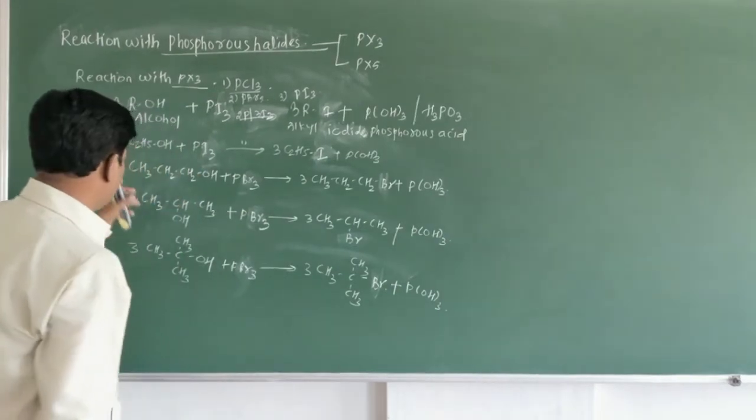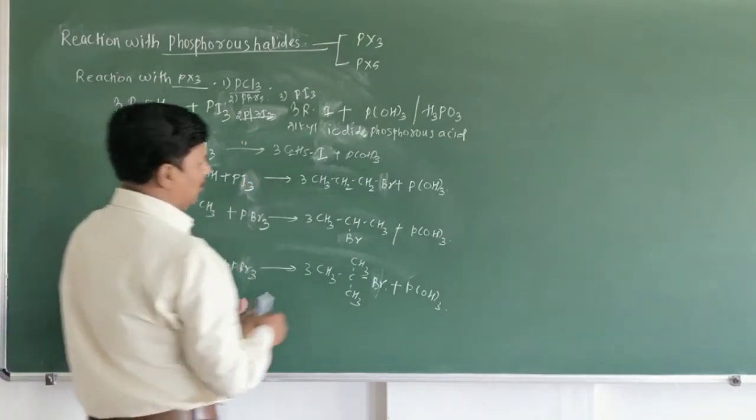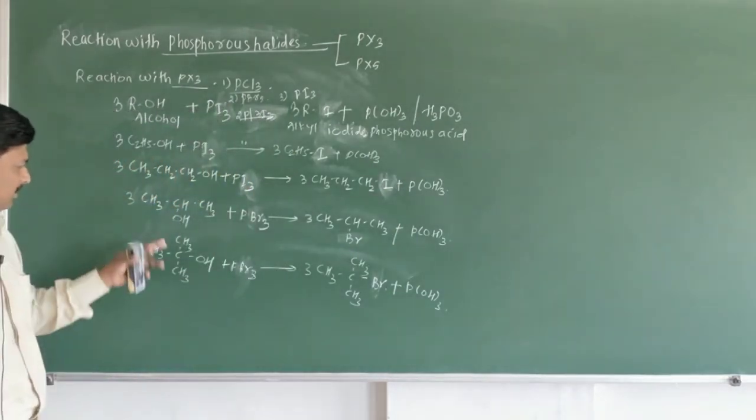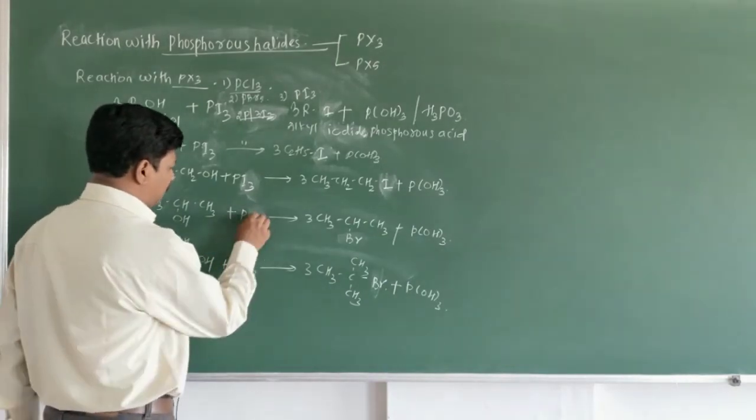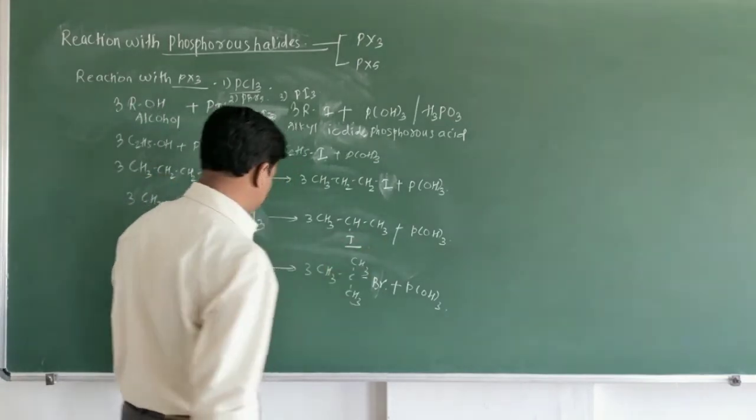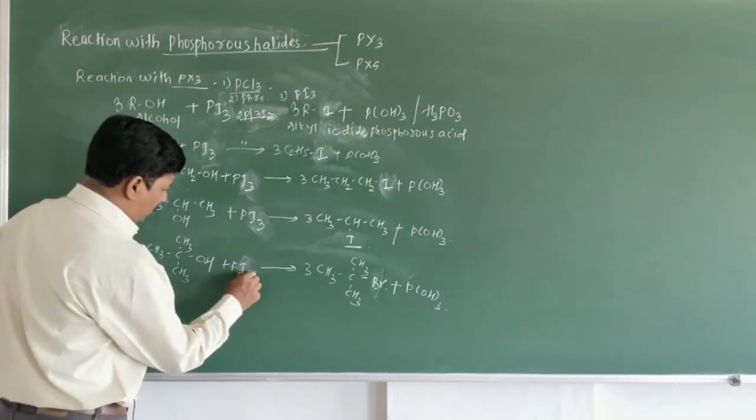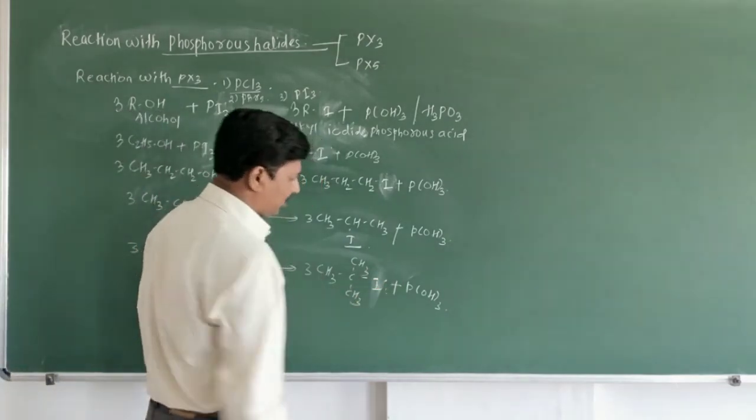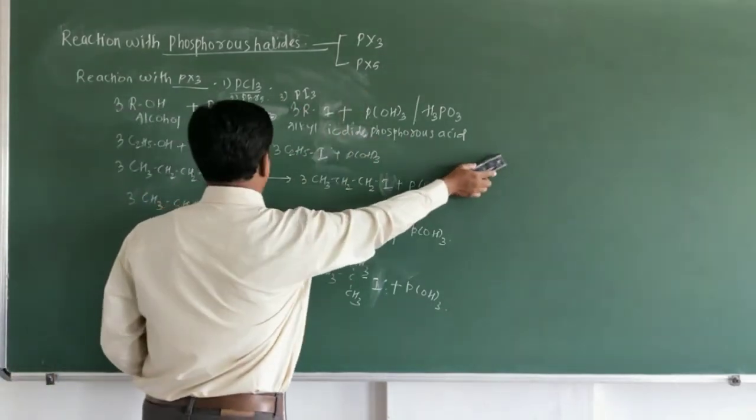C2H5I. Then when n-propyl alcohol reacts with red phosphorus and iodine, it forms n-propyl iodide. In the next reaction, when isopropyl alcohol reacts with red phosphorus and iodine, it forms isopropyl iodide. And in the last reaction, when tertiary butyl alcohol reacts with red phosphorus and iodine, it forms tertiary butyl iodide. In this way, this finishes the reactions with phosphorus triiodide.